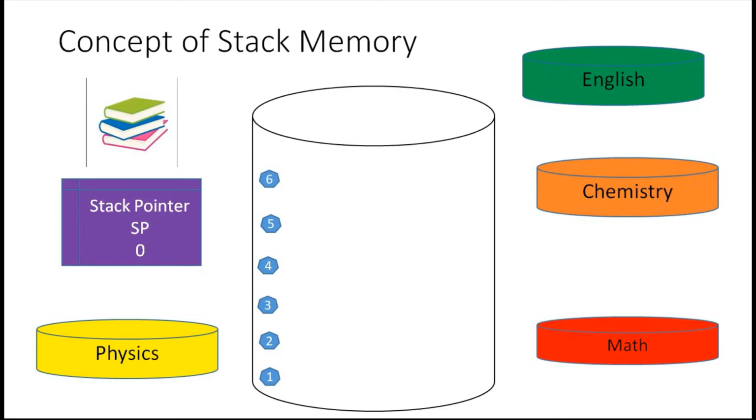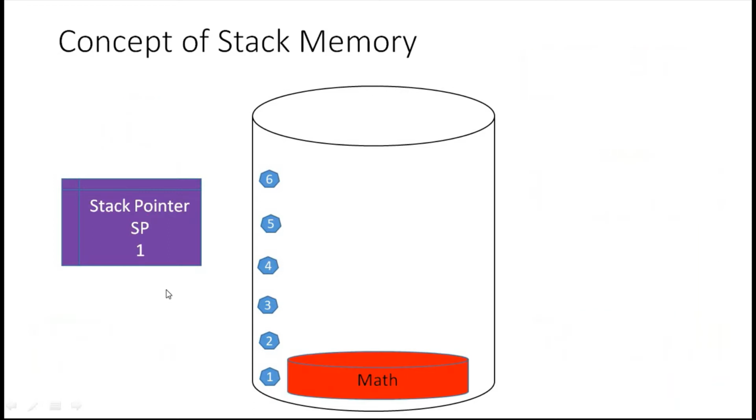See, we have different books with us like math, physics, chemistry, English. What we have to do? We have to put these books in this bucket. So how can you put these books? See, initially your SP is 0, and when you put the first book, it will go to the first location or the first position, and your SP will be 1. It means it is indicating that position 1 is filled.